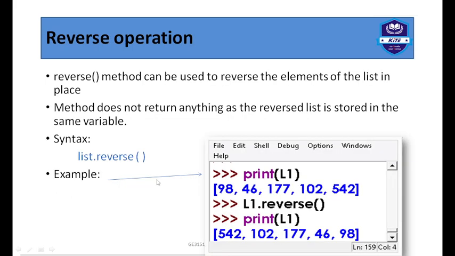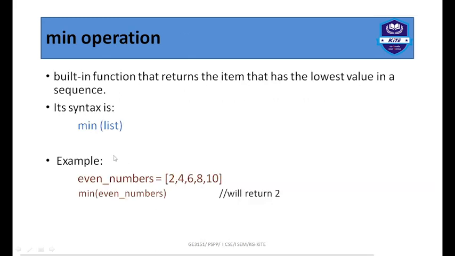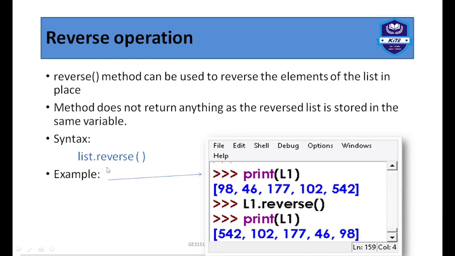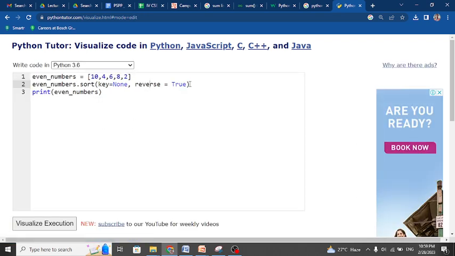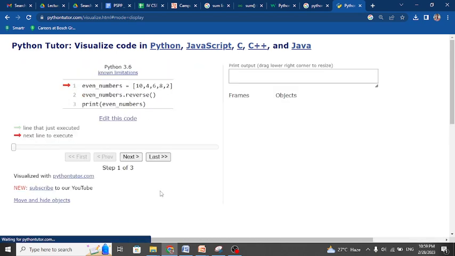Now the next list operation is reversing. You can reverse the items of a list directly using the reverse method. The syntax of the reverse method is list name dot reverse of. Let's reverse this list. Let me go here and edit this function: list name dot reverse of. I'm just reversing it, and after the reversing, I'm printing.